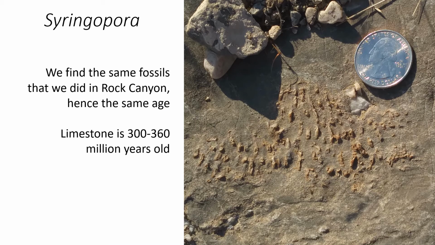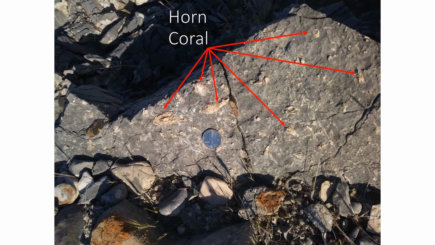We find the same fossils in these limestones that we did in Rock Canyon. And so these should be the same age as the limestones that we saw in Rock Canyon, about 300 to 360 million years ago, dating from the Mississippian period. In this picture, we see some Syringopora tabulate corals. And in this picture, we see some horn or rugose corals.